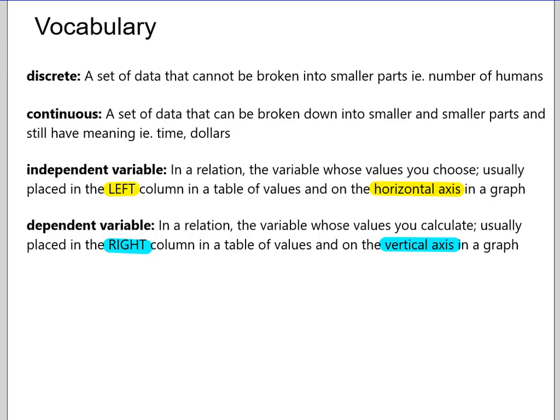Your independent variable, and this is the formal definition of it: in a relation, the variable whose value you choose, usually placed in the left column. So for us so far today, that's been the x. So I can put a little x there. It's in the left column in a table of values and on the horizontal axis in a graph. The dependent variable in a relationship is the variable whose value you calculate. Okay, so it depends on the other value, usually placed in the right column, which we normally call y, and it's placed on the vertical axis.